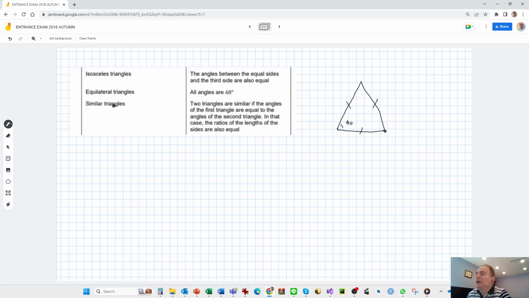When are 2 triangles similar? They're similar if the angles of both triangles are equal. And in that case, also the ratios of the lengths of the sides are equal. So all sides of similar triangles have the same length ratio.